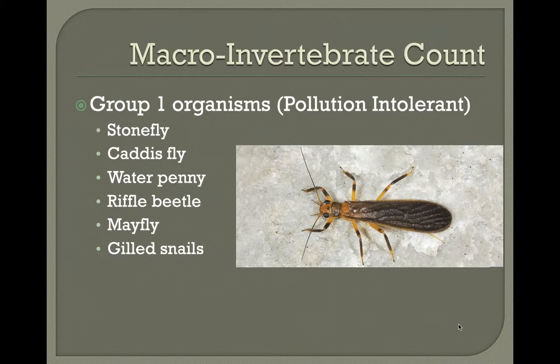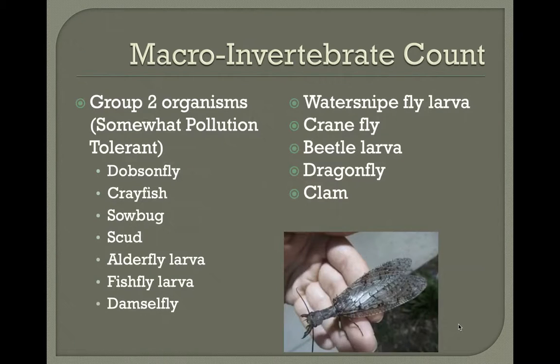So, when we're looking at these creatures, there are some that are really intolerant to pollution. And so, if you see these, then that means that you probably have got some pretty clean water. Stonefly is the one that you're actually seeing in the picture here, but there are some other examples here as well that indicate that you have fairly decent water quality because these just don't tolerate pollution very well.